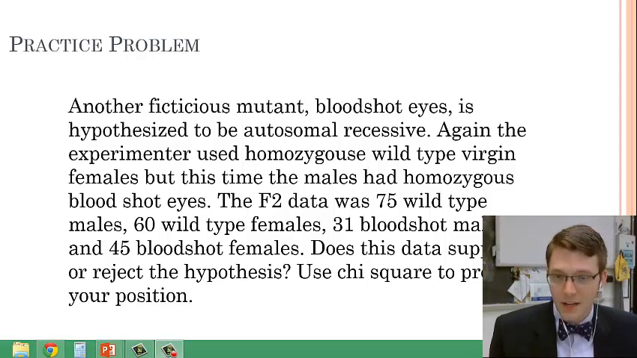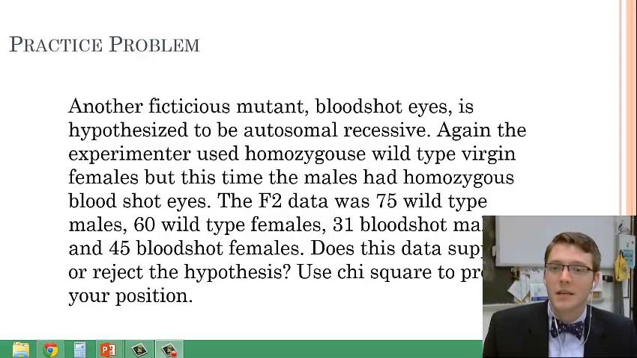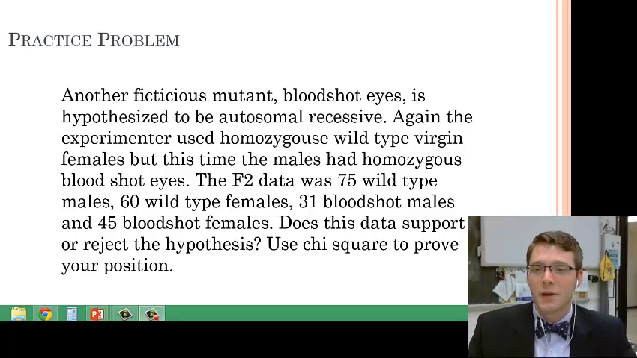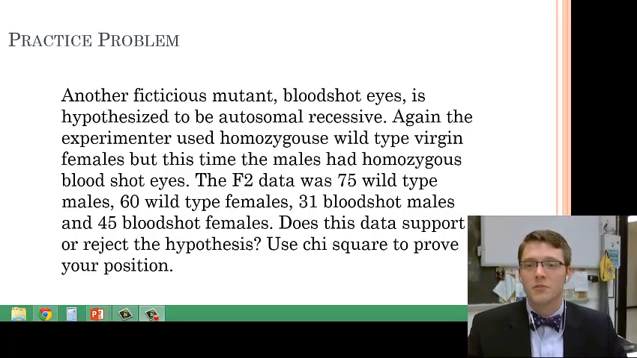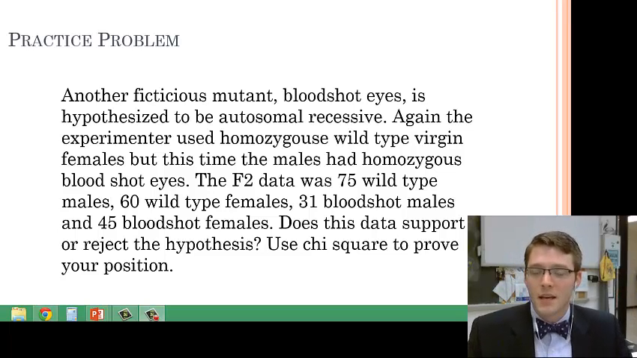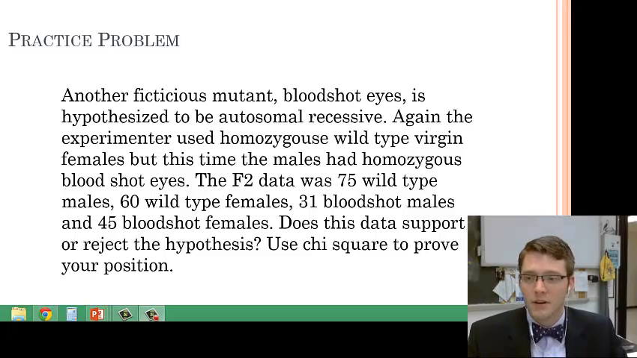This is an excellent example of a chi-square practice problem because it involves a bunch of different considerations that you have to make when solving these. The problem reads, another fictitious mutant, bloodshot eyes, is hypothesized to be autosomal recessive. The experimenter used homozygous wild-type virgin females, but this time the males had homozygous bloodshot eyes. The F2 generation data was 75 wild-type males, 60 wild-type females, 31 bloodshot males, and 45 bloodshot females. Does this data support or reject the hypothesis?